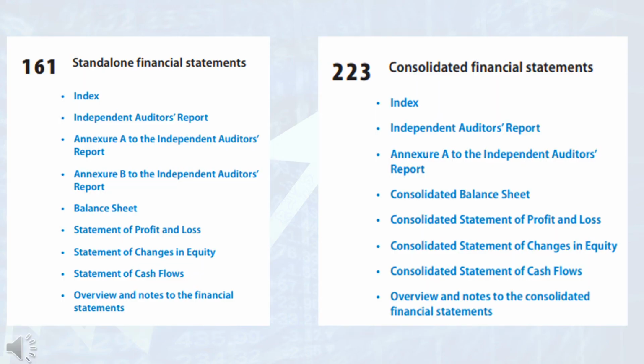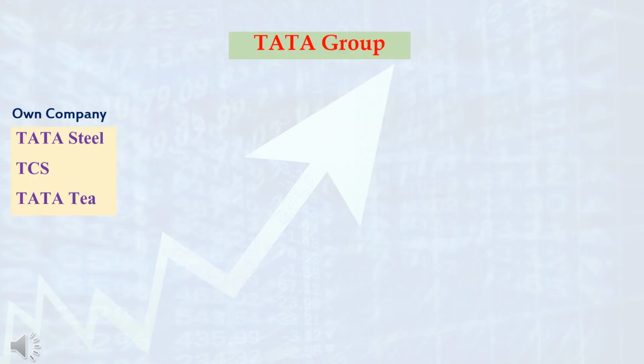In every company's annual report, 2 types of statements will be available. That is, first the standalone financial statement, and second the consolidated financial statement. What is the difference between standalone and consolidated? We will see now. For example, we can take TATA Group.